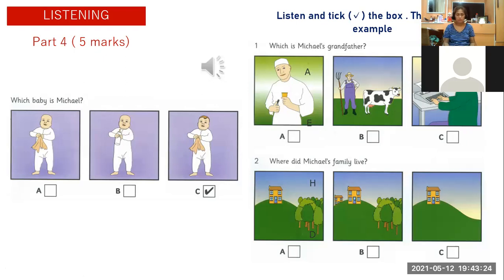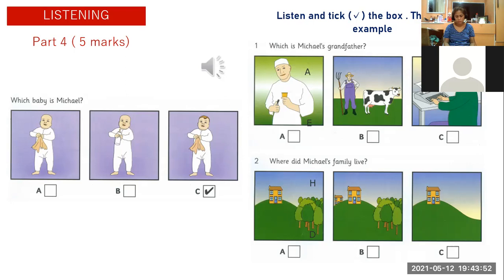Look, Michael. Here's a picture of you when you were a baby. Oh, no. Am I the one without any hair? No, you had lovely hair. That's you, carrying a blanket. Are you sure? Yes, of course I'm sure. Can you see the tick? Now you listen and tick the box.